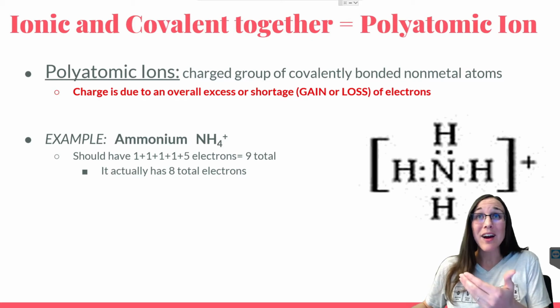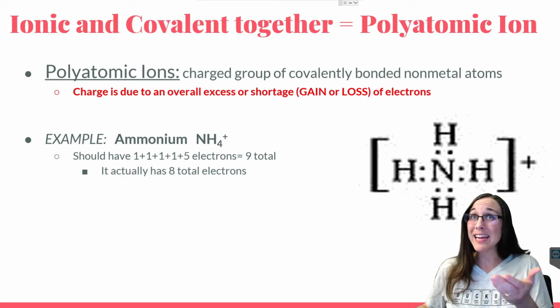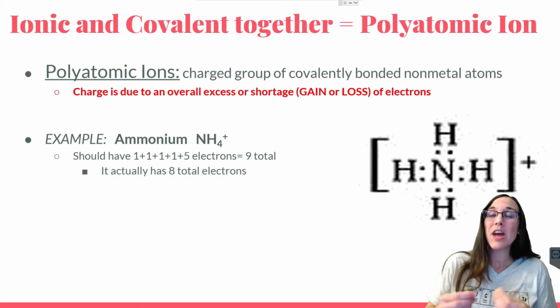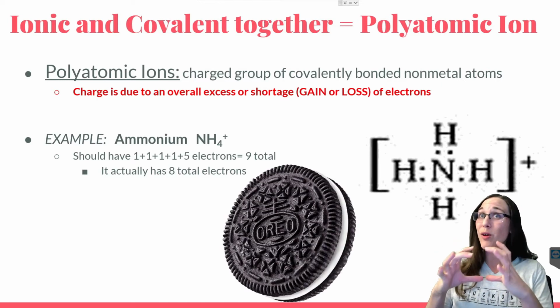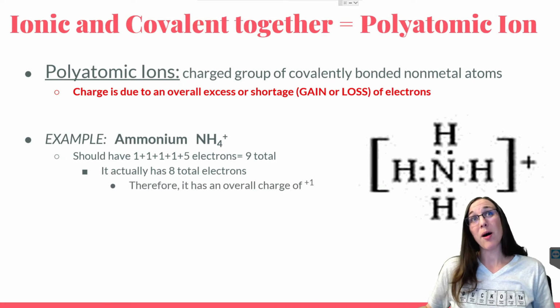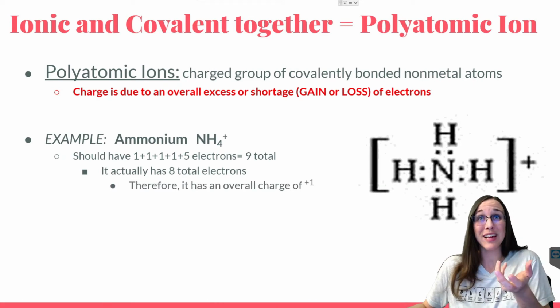So the lack of that extra electron for 9 total, instead only having 8 intrinsically negative things, since we're missing 1 more intrinsically negative thing, we end up with an overall Oreo cookie that is positive. Ammonium ends up with an overall +1 charge due to the lack of the extra electron it's missing.